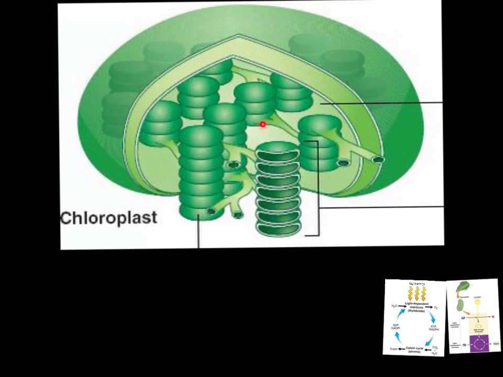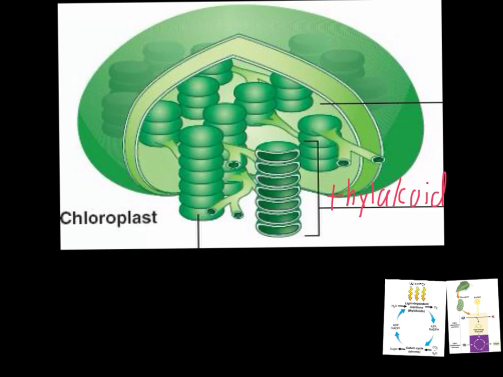Now these things on the inside that make up the membranes, I always think they look like green Nilla wafers almost. Those are called the thylakoids. So we'll write that one in over here. Thylakoid. This is where part of the process of photosynthesis is taking place.